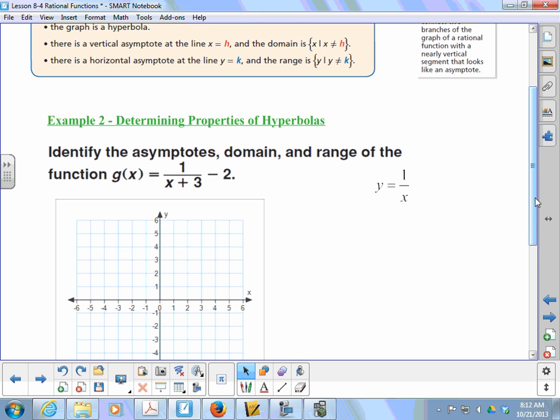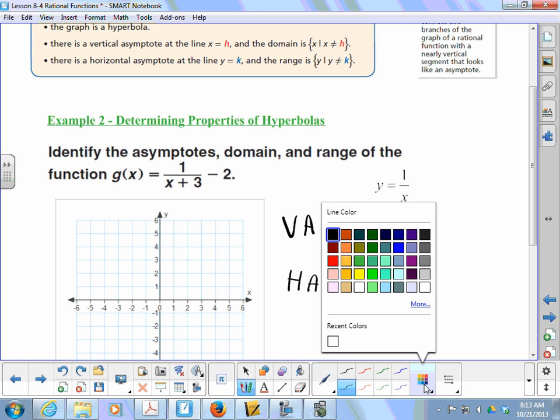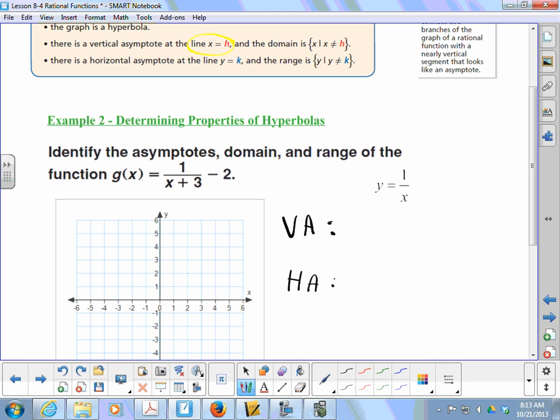So, and you can do this. When we're talking about vertical asymptotes, you can just use VA, and for horizontal asymptotes you can use HA to represent them. Okay. Now, notice it says that it is the line x equals h and the line y equals k. So when you identify the vertical asymptote and the horizontal asymptote, you must say x equals and y equals.